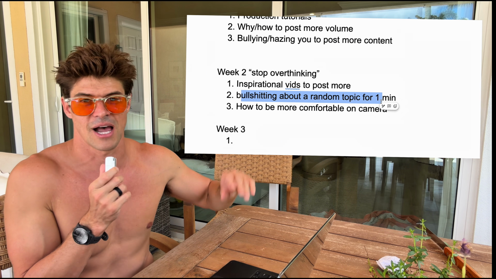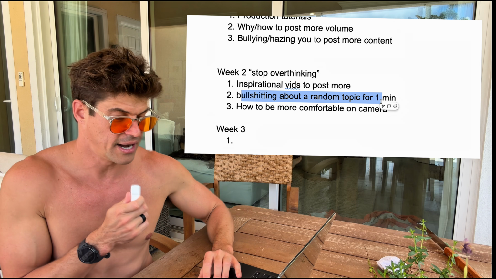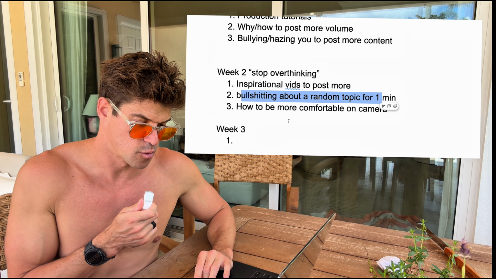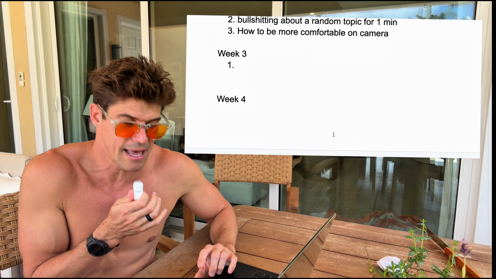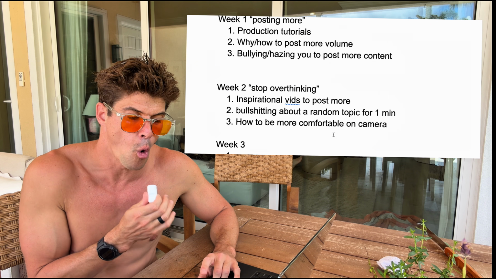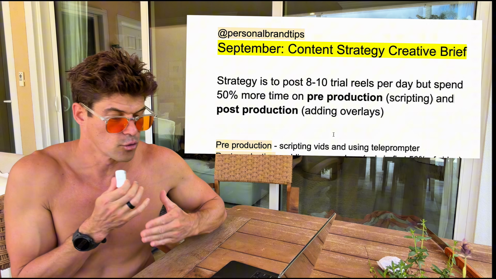So I'm going to just pick a random topic, and I'm going to prove to you how good I am at yapping by just bullshitting for 1 minute. And then how to be more comfortable on camera. And then week 3, I'm going to have 3 topics, and week 4, I'm going to have 3 topics. I haven't chosen them yet, but I want to show you how I'm organizing my thought process when it comes to my content strategy for September.